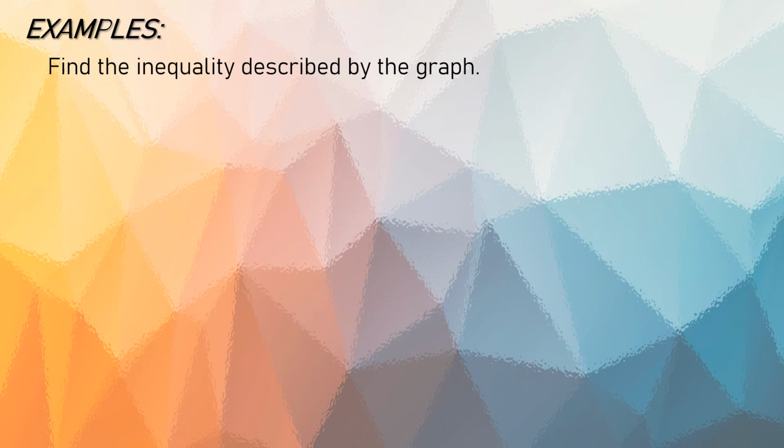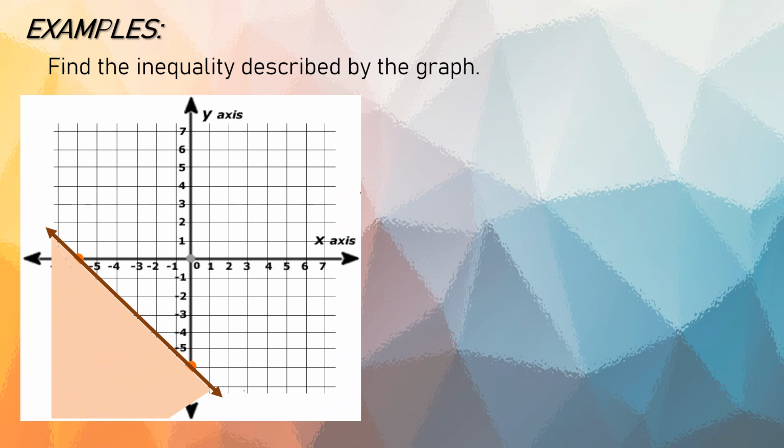Paano naman kung kabaligtaran ang ating hahanapin? Given ang graph, tapos hahanapin natin yung inequality. So, let's have the first example. Meron tayong graph at ang shaded part ay itong lower part ng ating line at ang given na line ay solid line. So, the first step is to find the y-intercept and the slope.